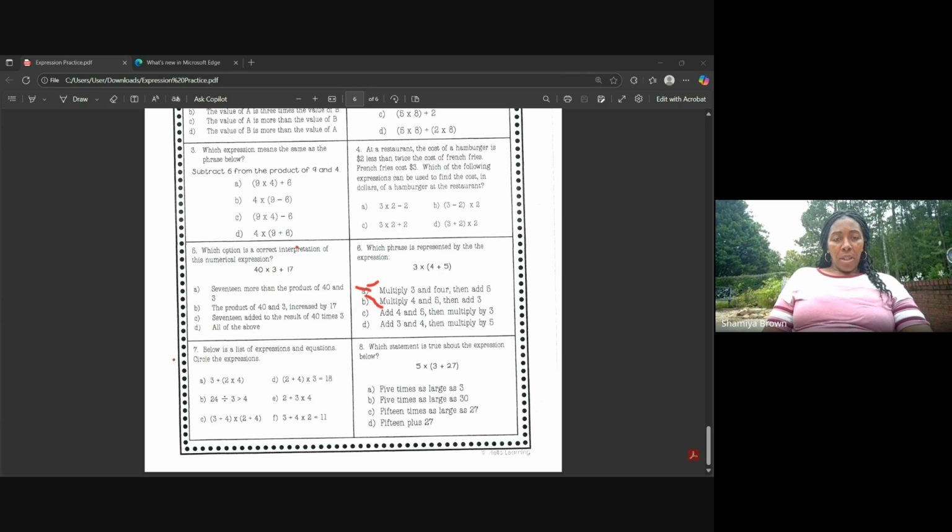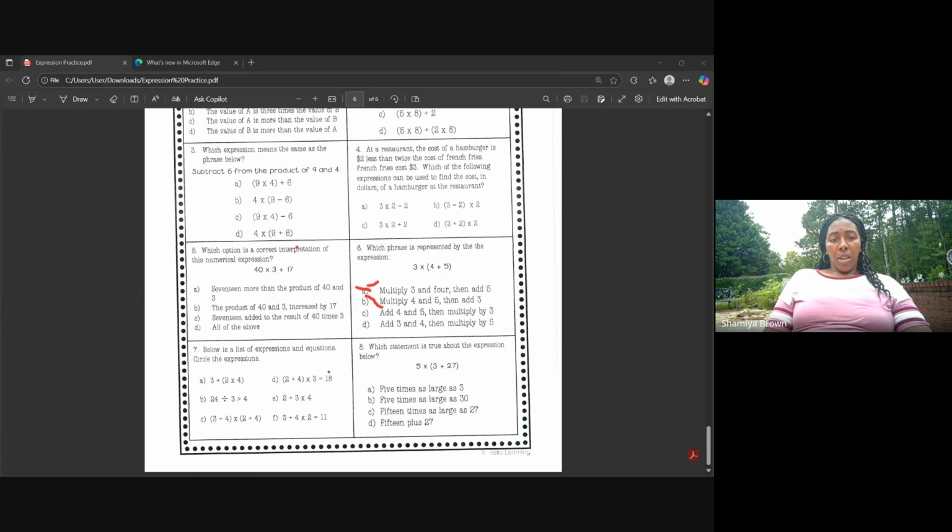Number 7 says below is a list of expressions and equations. Circle the expressions. Oh, that should be quite simple because expressions don't have answers. Equations do have answers. So my expressions would be A, because it doesn't have an answer. It just says 3 plus 2 times 4. B doesn't have an answer, so that would also be an expression. C doesn't have an answer, so that would be an expression.